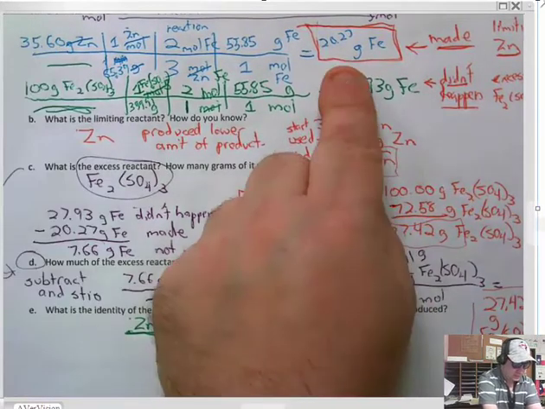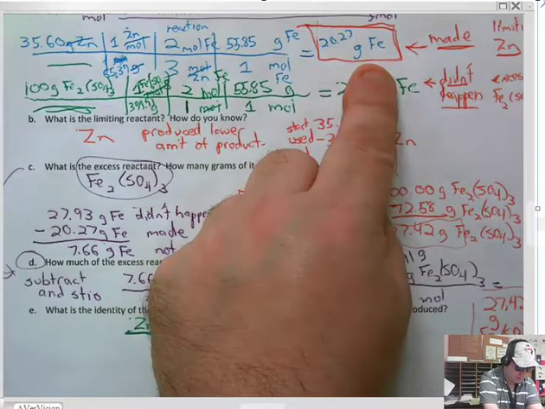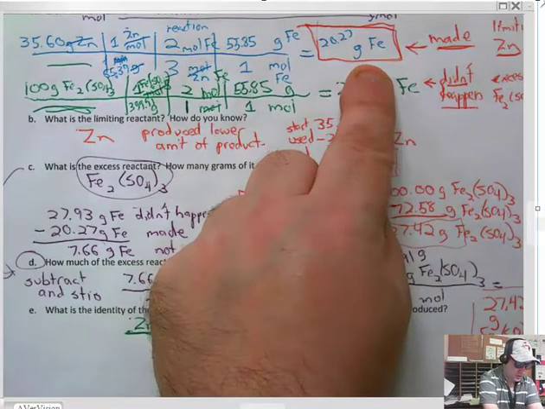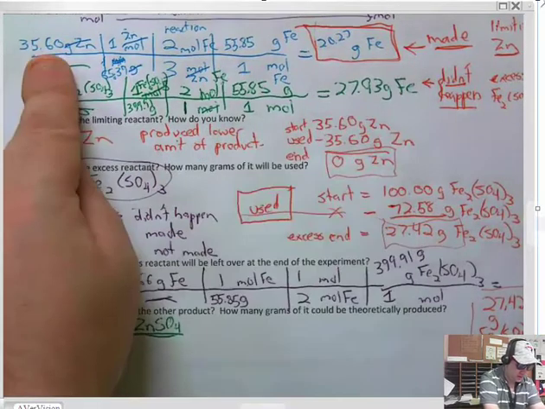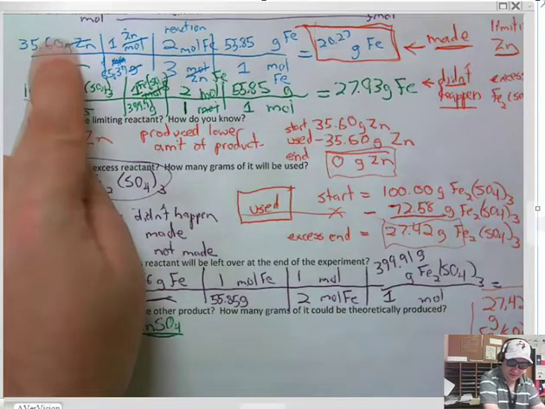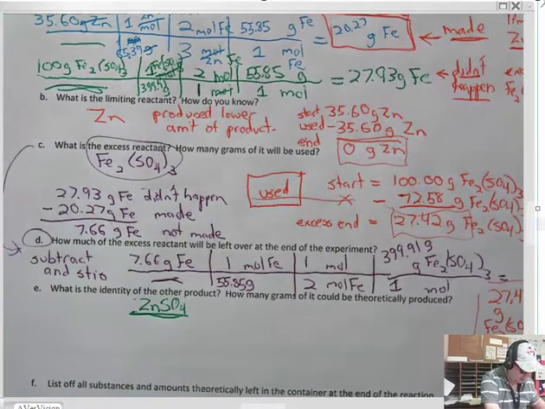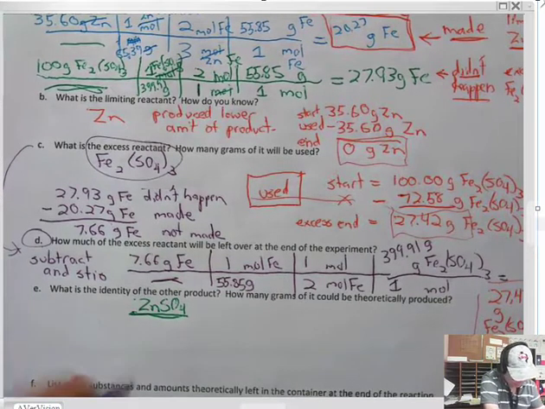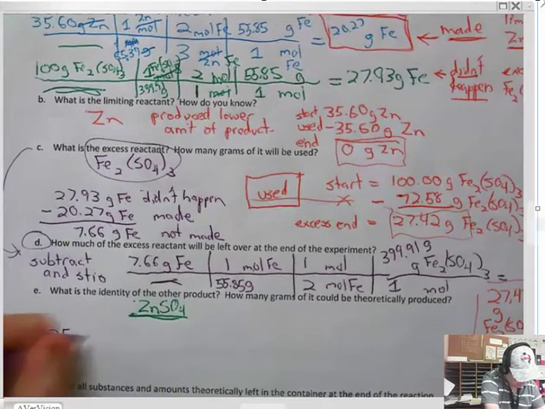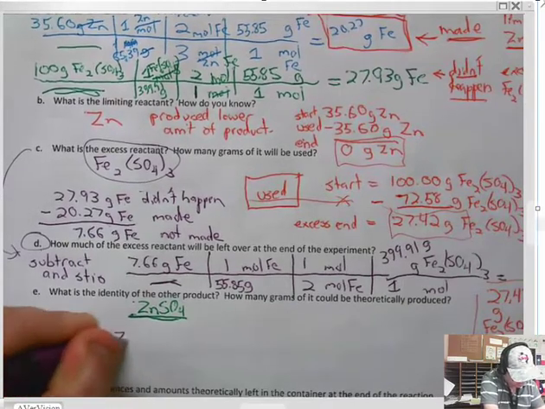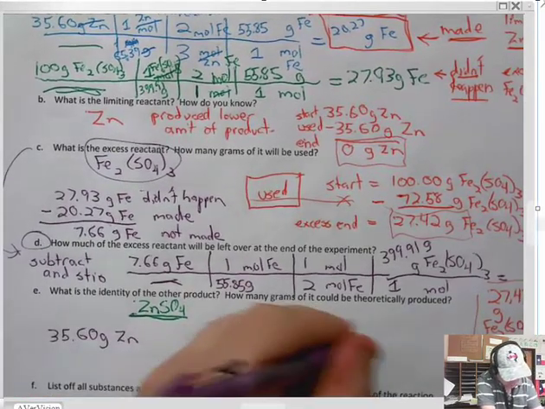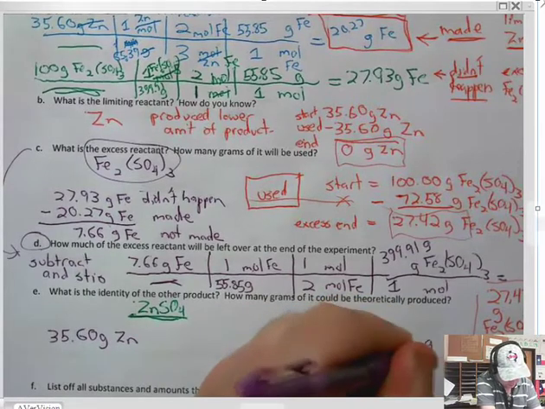Or you can start off with the 20.27 grams of iron because that is what is produced when 100% of the zinc reacts, because this is the limiting reactant. I usually vary how I do this, but I'm going to use the 35.60 grams of zinc, and I'm going to convert that over to grams of zinc sulfate.